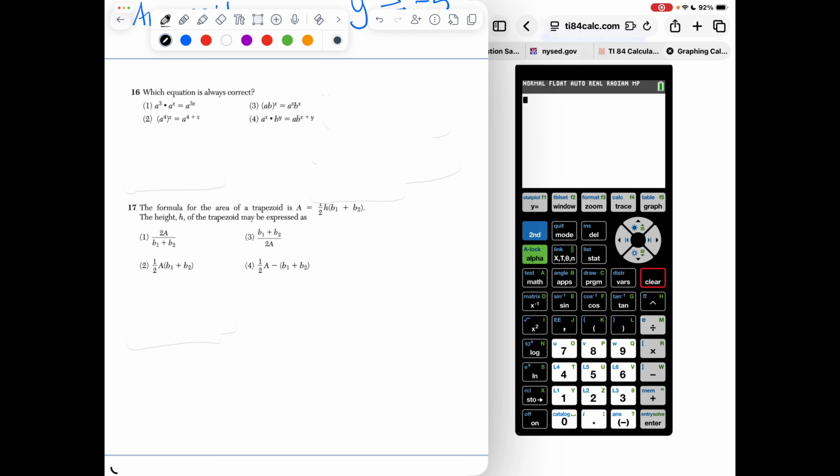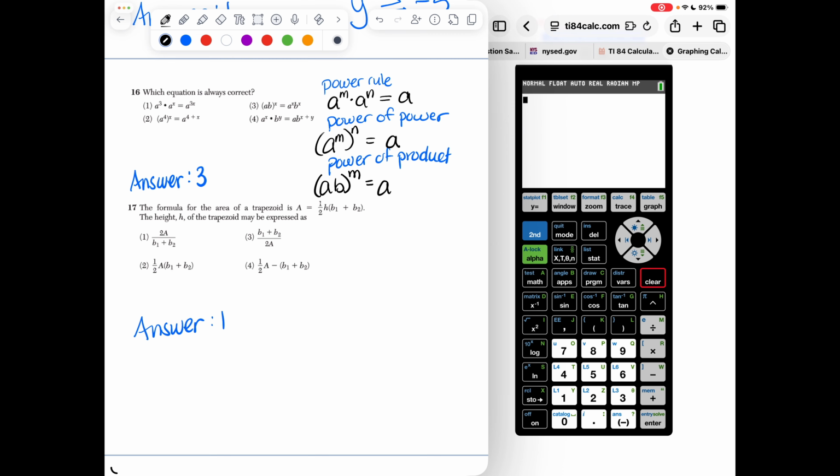Let's look at the answers for numbers 16 and 17. The answers are 3 and 1. Check and see if you had the same things. Number 16 has to do with different exponent rules, so let's review what kinds we have in this problem.